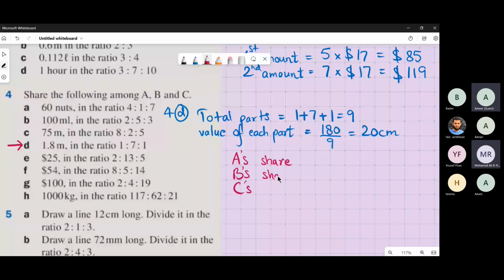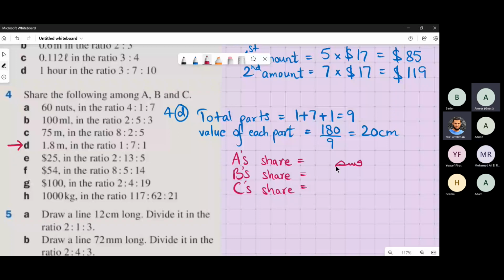What is share, mister? Share. The portion. Like, I don't know, sharing. I don't know if it is a proper Arabic word.